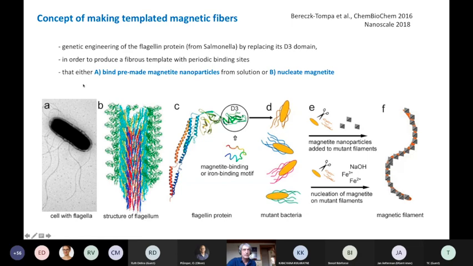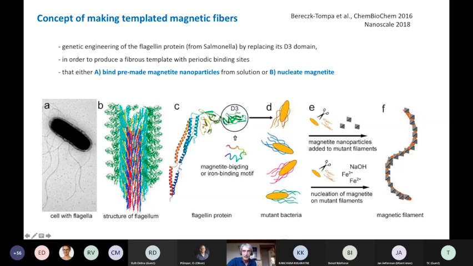What we thought was that we took one bacterium, a Salmonella, which is very good at making these filaments, flagella. That's the organ for motility of these bacteria. And we wanted to modify these flagella to make them magnetic. And these flagella are made of this flagellin protein. And this protein has many, many copies of the same protein. And this protein has this domain, the D3, which is outside here. Every 9 nanometers, you have this D3 domain. And this can be quite easily replaced.